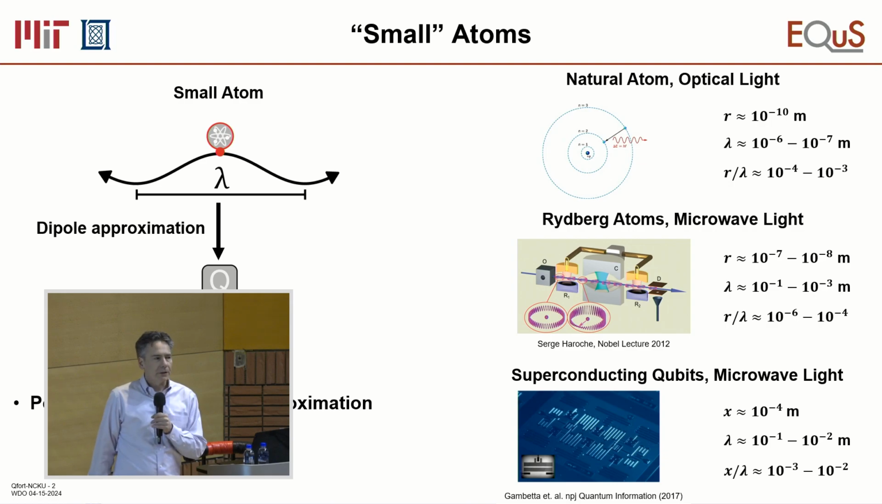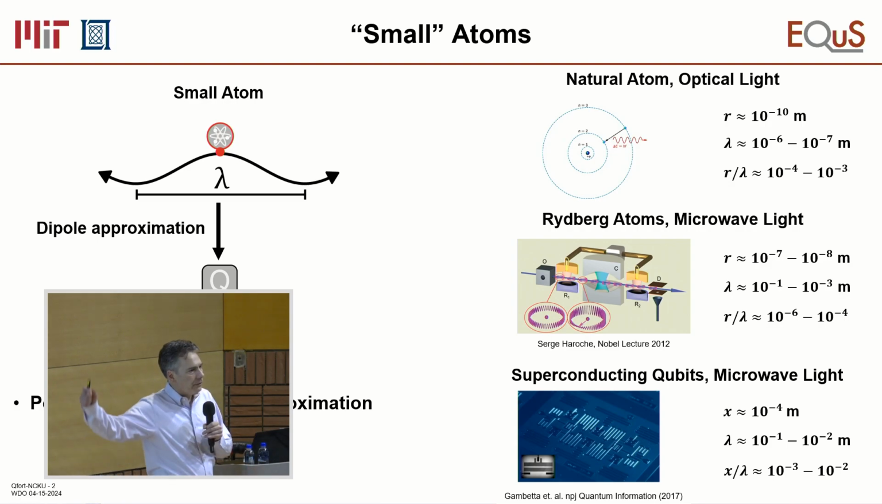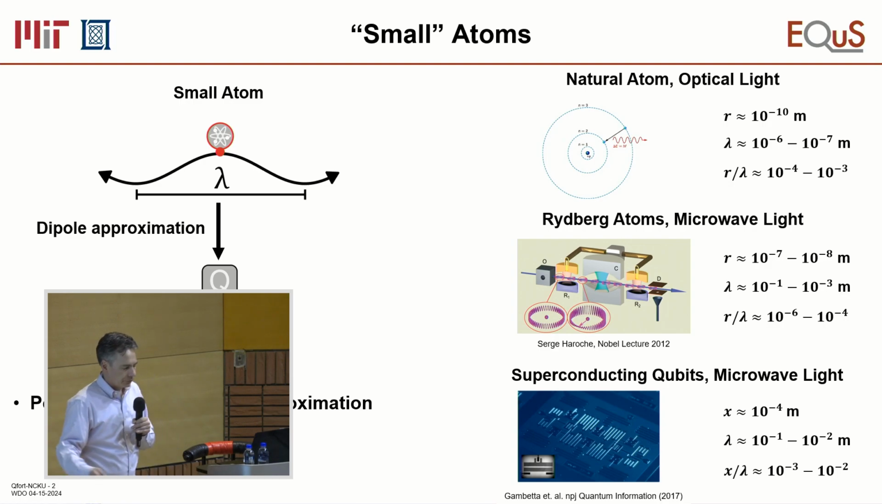And then finally, superconducting circuits. Similarly, the superconducting circuits that I'll talk about are quite large, 100 microns. But again, we're driving them in the RF or the microwave regime. And so this ratio is still at the 1% to 10th of a percent level. So all of these are small, natural, and artificial atoms.